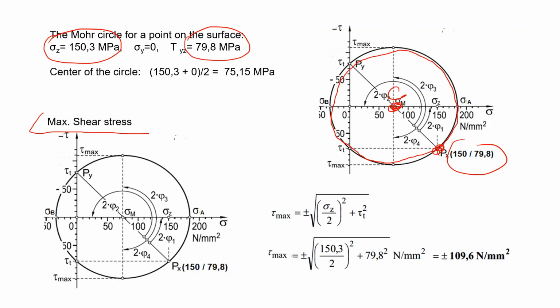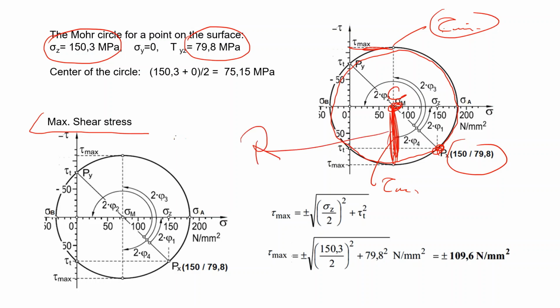Next step is to determine the maximum shear stress. Where are the maximum values? Well, this is tau max, and that one is tau min or the tau max in the other direction. Okay, so this corresponds to the radius of the Mohr circle. And how do you determine the radius of the Mohr circle?